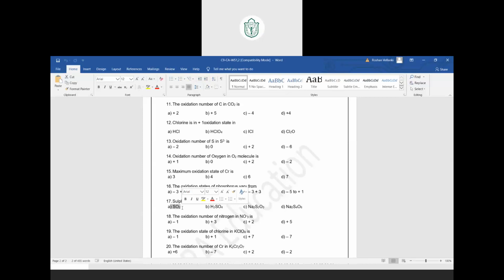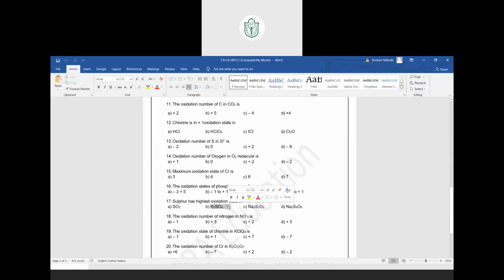Then see, in these two elements, sulfur is less electronegative than oxygen. That means we have 2 oxygen atoms, so 2 into -2, how much? -4. x minus 4 equal to 0. x equal to how much? +4. Next, option B. Let's check option B.